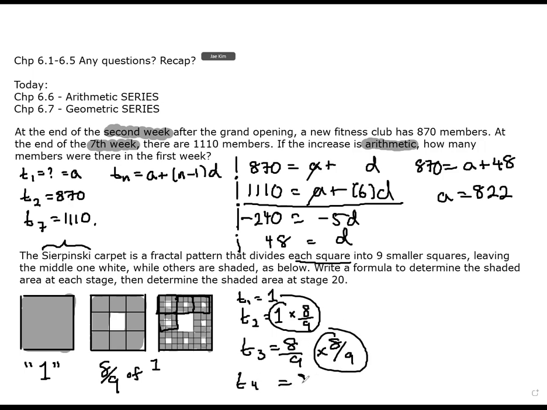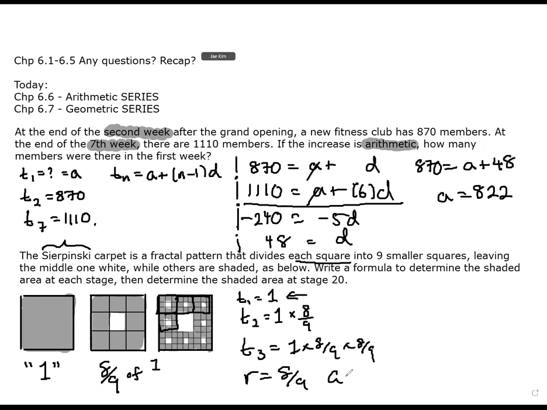Out of the previous 8 gray squares, 8/9 of it will still remain gray. And then T4, out of the original gray squares, another 8/9 of it is going to be gray. So you're going to start seeing a pattern where we continue to multiply 8 over 9. 1 times 8 over 9 times 8 over 9. And so I think you can establish from this that the ratio is going to be 8 over 9, and my starting value is going to be 1. Write a formula to determine the shaded area. Shaded area is 1 times 8 over 9 to the power of n minus 1.